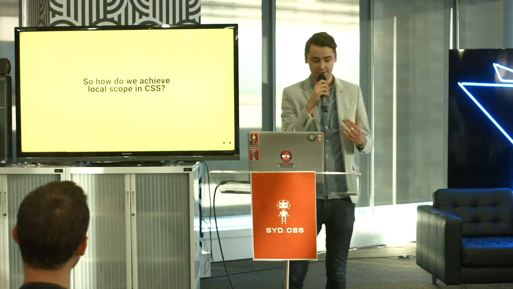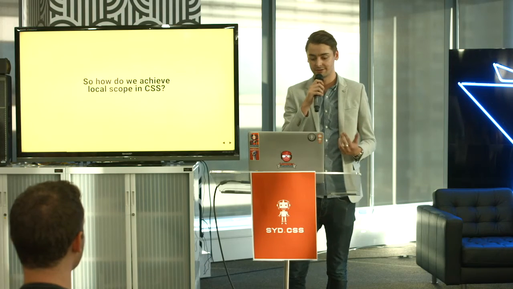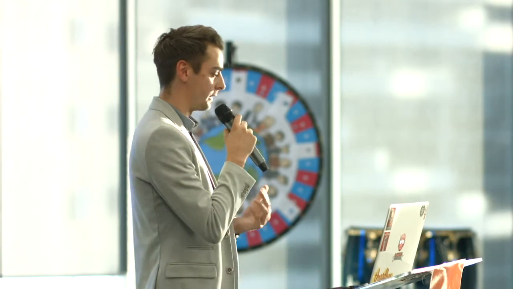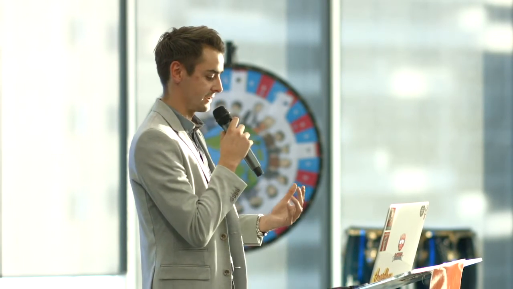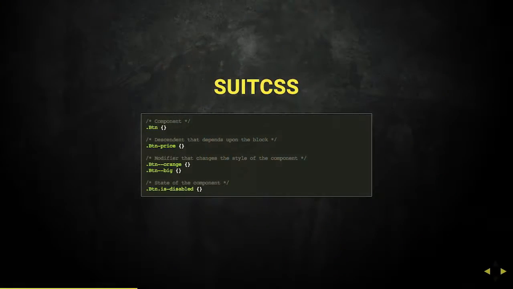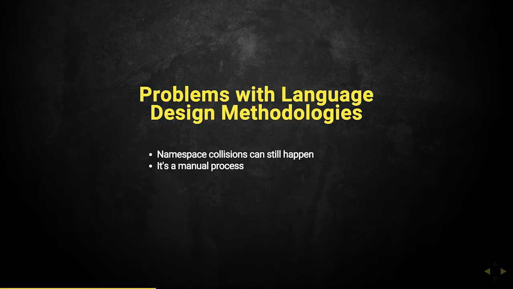So with all of that said, how do we actually achieve local scope in CSS? Well, the old way of doing it used to be with language design methodologies such as BEM or SUIT CSS. But this really isn't the right solution for the problem. You're just hiding the problem. The problems with these methodologies are that namespace collisions can still happen, and it's still a very manual process.